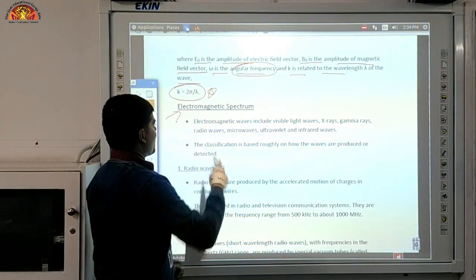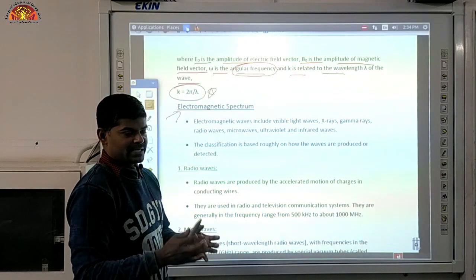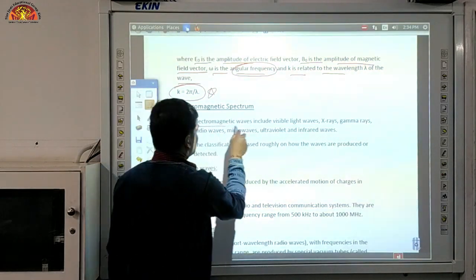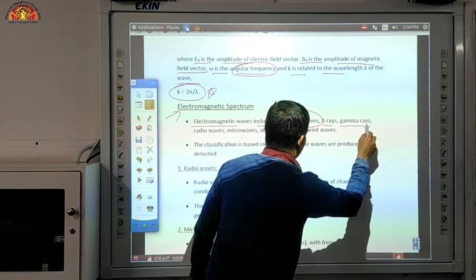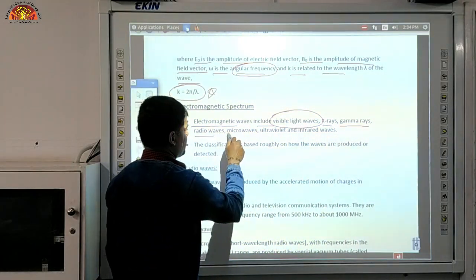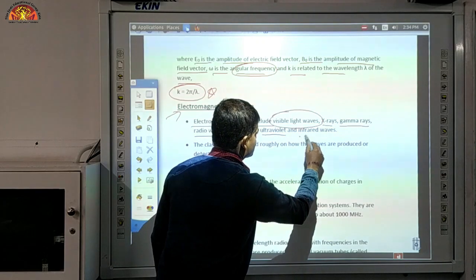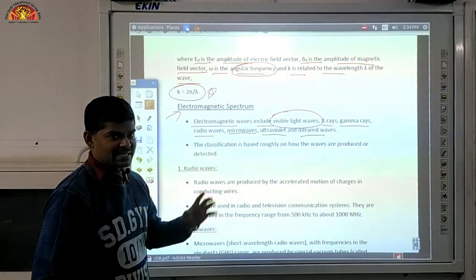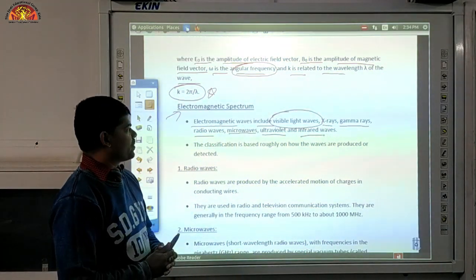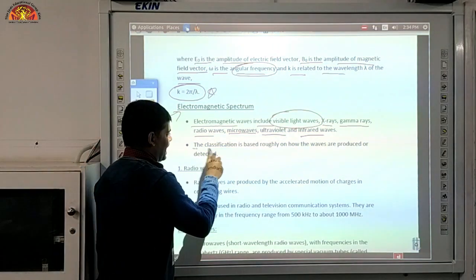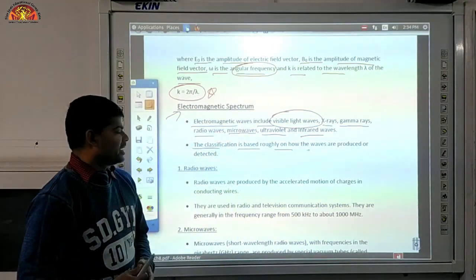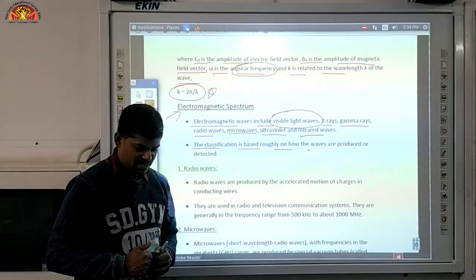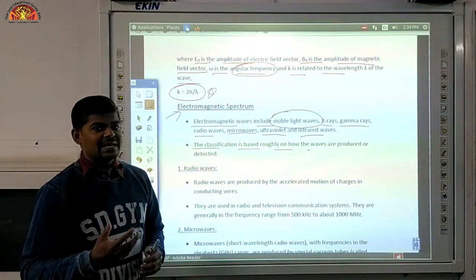Now come to the electromagnetic spectrum. What is the electromagnetic spectrum? Electromagnetic waves include visible light waves, X-rays, gamma rays, radio waves, microwaves, UV rays, infrared rays. ये सारी rays जो होती हैं बच्चों electromagnetic waves में आती हैं. So the classification is based roughly on how the waves are produced or detected. ये जो classification है उस पे based होता है कि waves कैसे produce हो रही हैं या detect कैसे की जाती हैं.